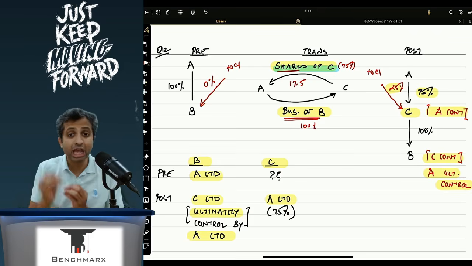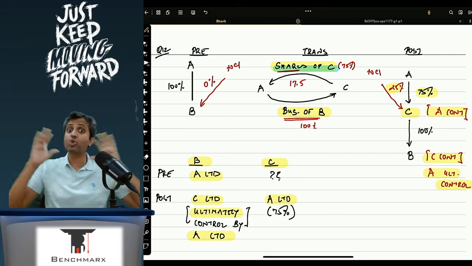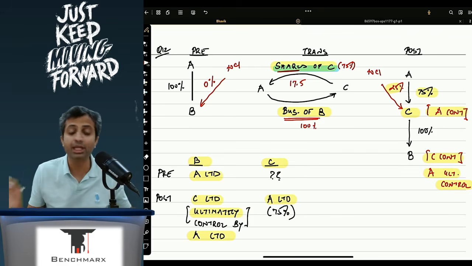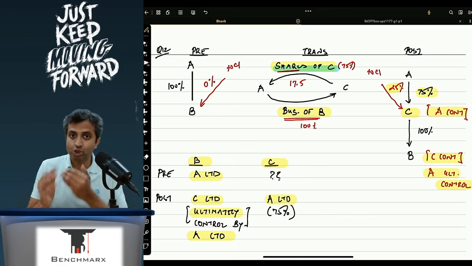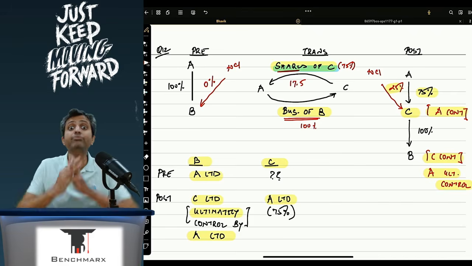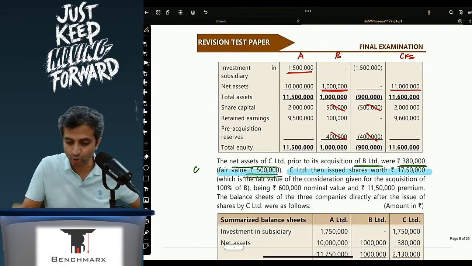Now in its books, B might have net assets of 10 lakhs. In its books, B might have goodwill appearing of 6 lakhs on totality. However, if someone wants to acquire 100% of B, they need to be paying me a total consideration of 17 lakh 50. So I can say that the fair value of B's overall business can be 17 lakh 50. Okay, keep that in mind.